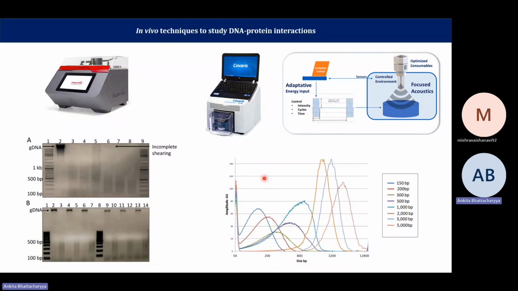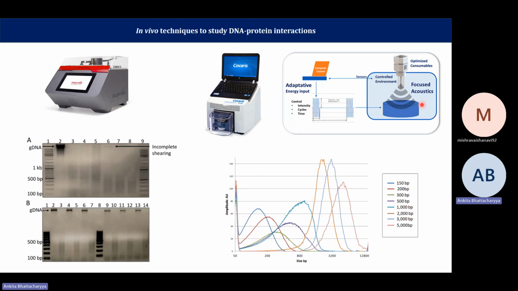So these are the two strategies. The first one is called Bioruptor, which is most commonly produced by the company Diagenode. This also uses ultrasonic; it is an ultrasonicator, which is very commonly utilized for chromatin immunoprecipitation. The other instrument that I just talked about is called Covaris. It uses focused acoustics to shear DNA, and here you can adjust the intensity, the cycles, the duty factor of your instrument, and the time up to which shearing has to be done.